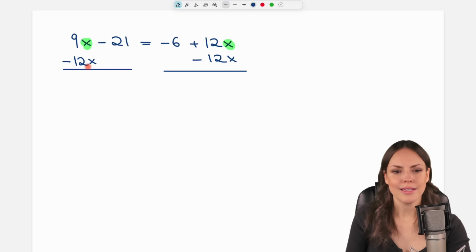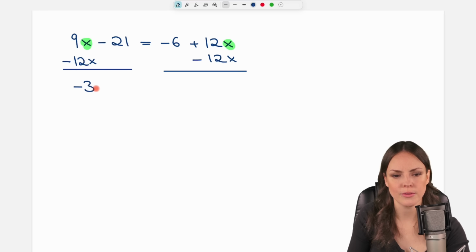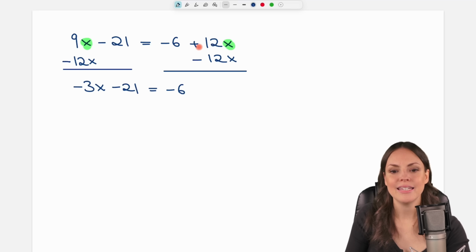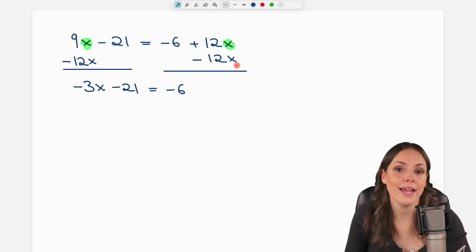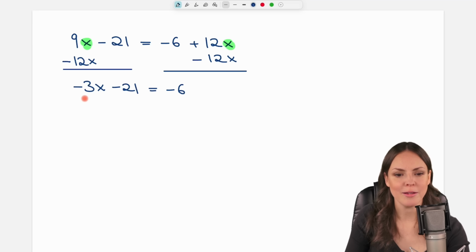Okay, let's calculate this. 9x minus 12x equals negative 3x. Then I have the minus 21, and on the other side I have the negative 6, and here plus 12x minus 12x just vanishes, so it's not here anymore. Okay, so this is our equation now. Always check where your x is.